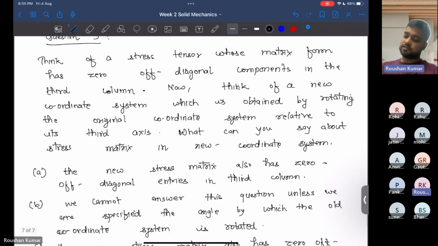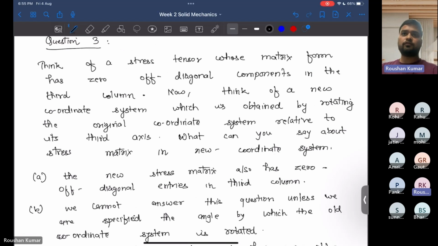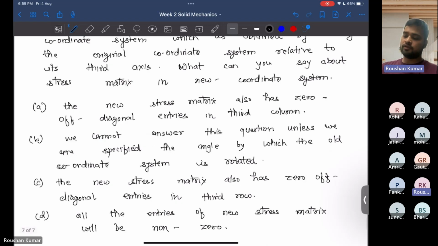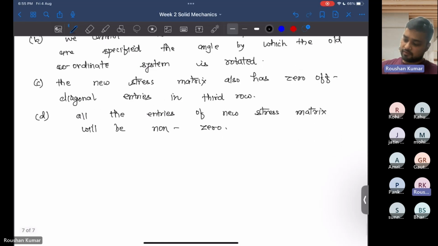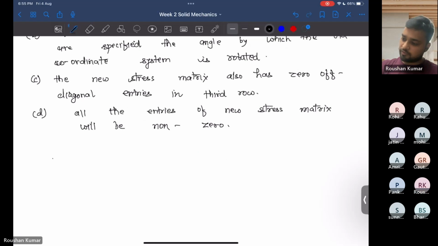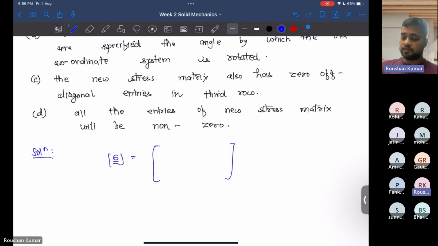Okay, so this question tells us to think of a stress tensor whose matrix form has zero off diagonal components in the third column. Now think of a new coordinate system which is obtained by rotating the original coordinate system relative to its third axis. So the question asks what can you say about the stress matrix in the new coordinate system? I am going to write the solution here. The matrix representation of sigma is such that it has zero off diagonal components in the third column.